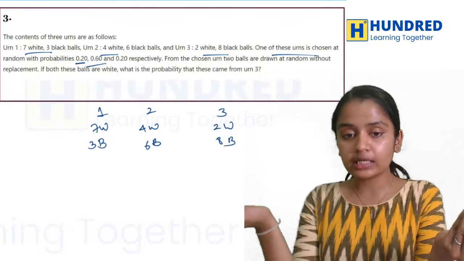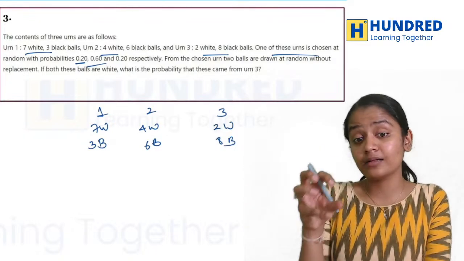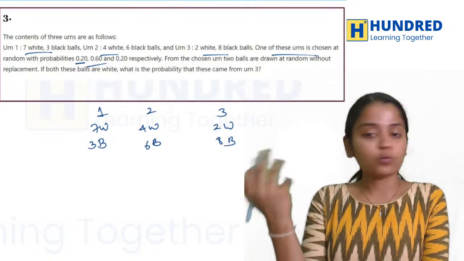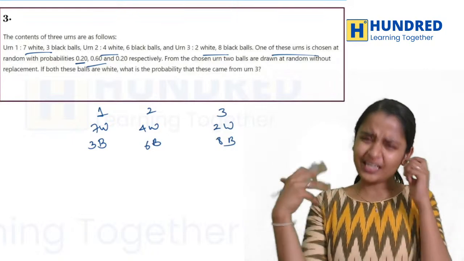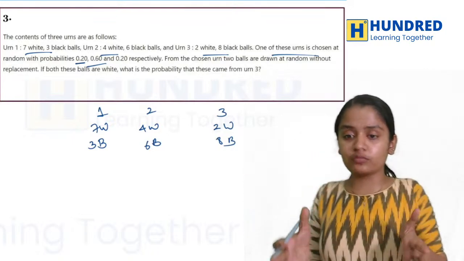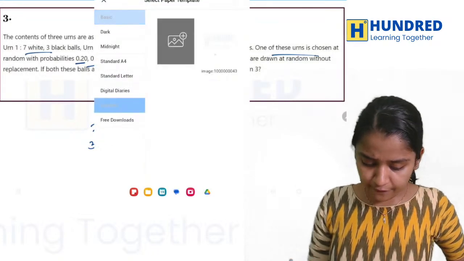Suppose they don't give it like that, you can write directly 1 by 3, 1 by 3, 1 by 3. Probability of choosing one urn, you can put 1 by 3. But here, since random probability is given and they've given you the probability, you have to just stick to this one. Okay, now I have to write my events.